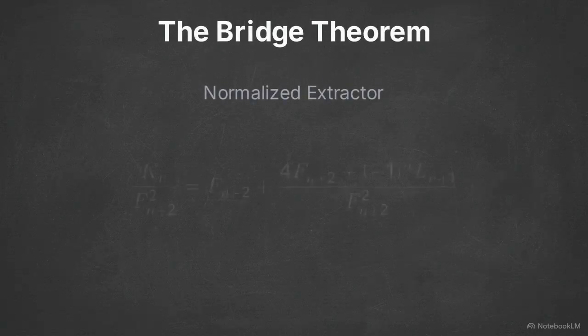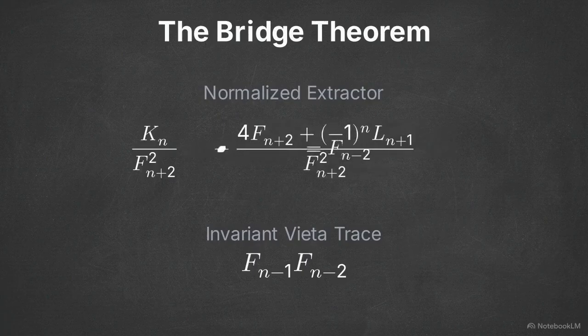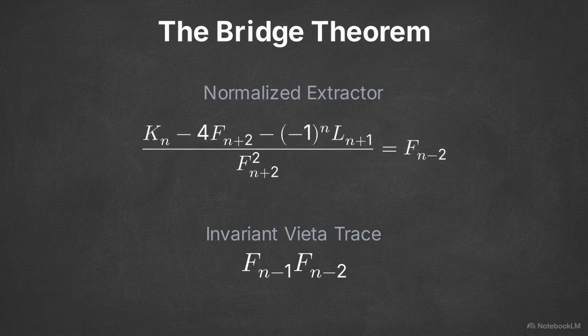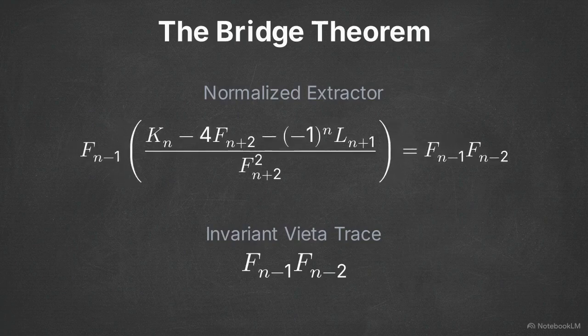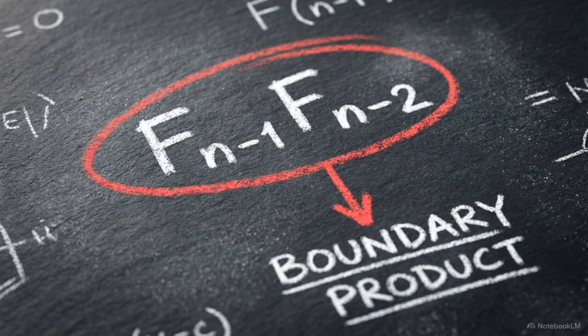Here is the Bridge Theorem. On top, the normalized Lucas residual extractor. On the bottom, the invariant Vieta trace. First, subtract the residual terms to isolate the fn-2 component. Next, multiply this expression by fn-1. This maneuver outputs the exact product of fn-1 and fn-2. That product is exactly the formula for the invariant Vieta trace, derived from our boundary swap.